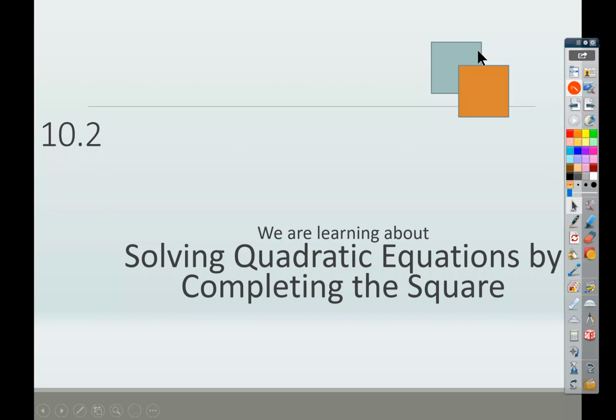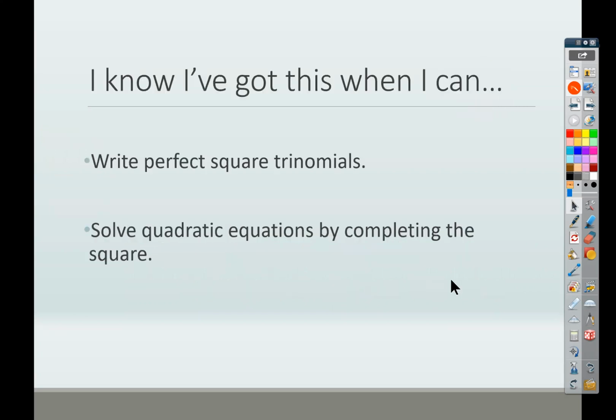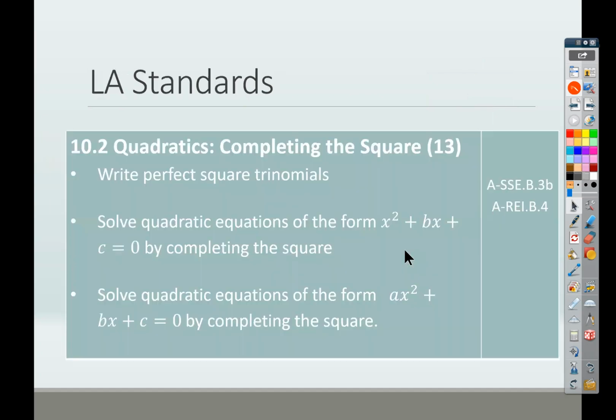We are learning about solving quadratic equations by completing the square. There are a lot of different ways that you can solve quadratic equations, but today we're completing the square. I know I've got this when I can write perfect square trinomials and solve quadratic equations by completing the square.